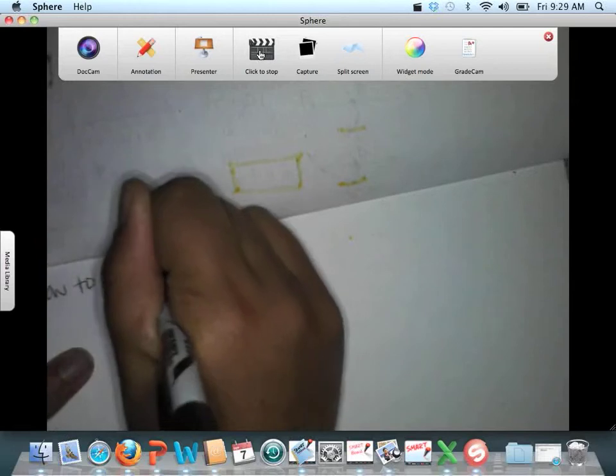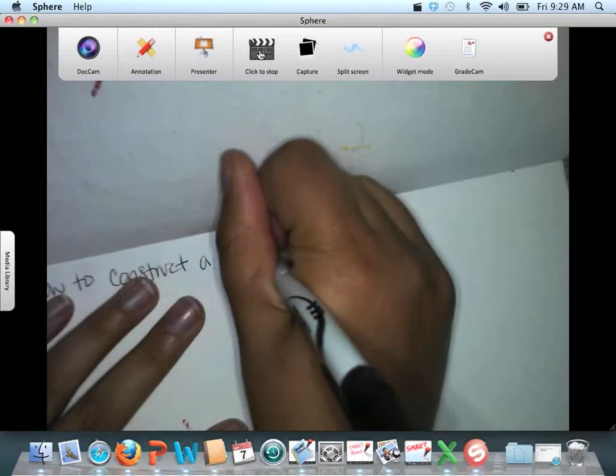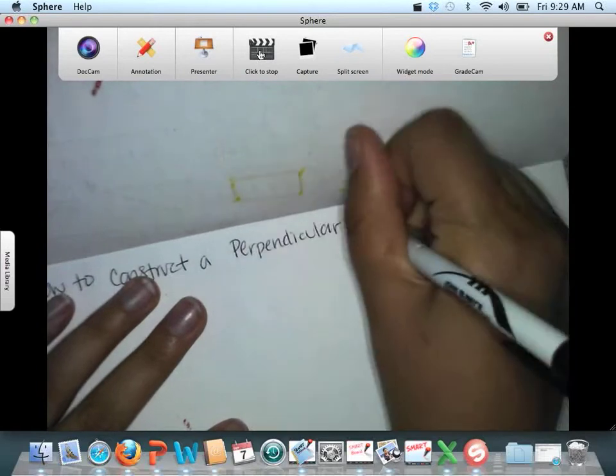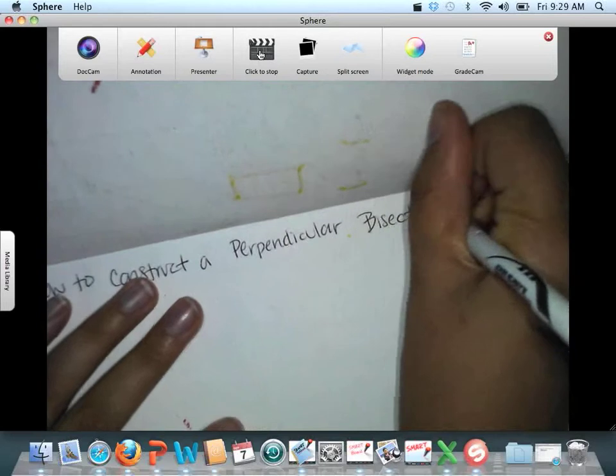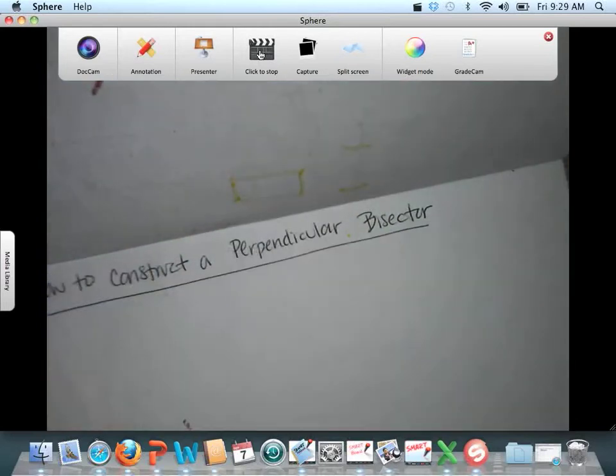So this is how to construct a perpendicular bisector. Okay. Now the first thing you need to know is what these words mean.